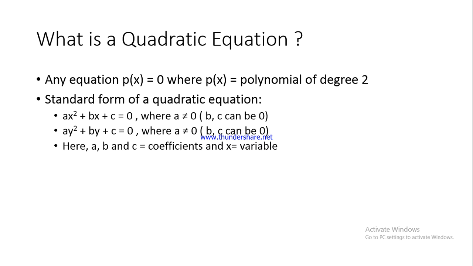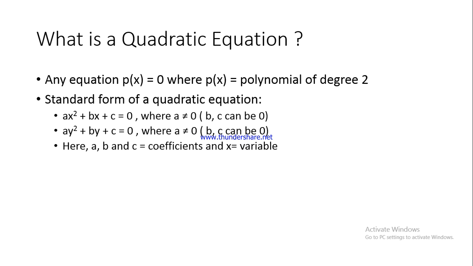So first thing is, a quadratic equation in x will have at least one x square term. A quadratic equation in y will have at least one y square term. A quadratic equation in, let's say, t will have one t square term. And there would be no t cube, no t raised to the power 4, no t raised to the power 5, and so on. Is this understood? So this is how you identify a quadratic equation. Again, a, b, c are basically the coefficients and x is the variable, right?